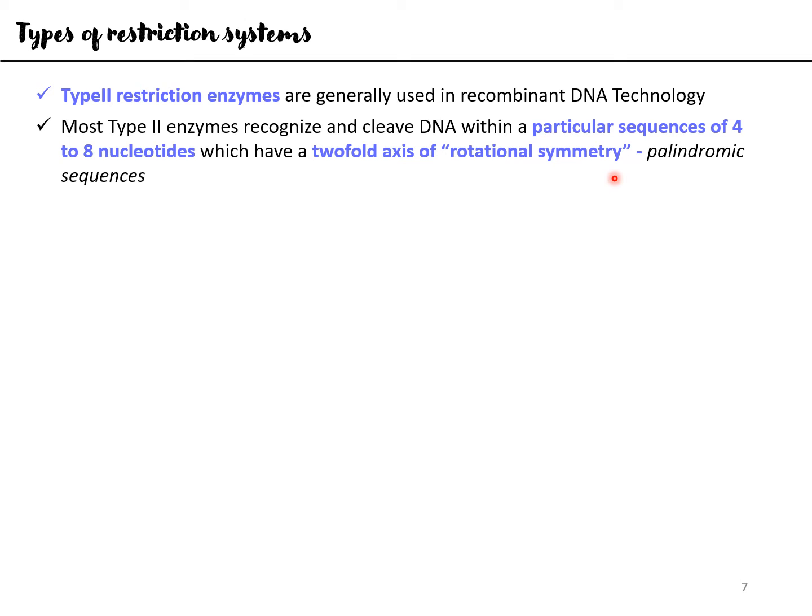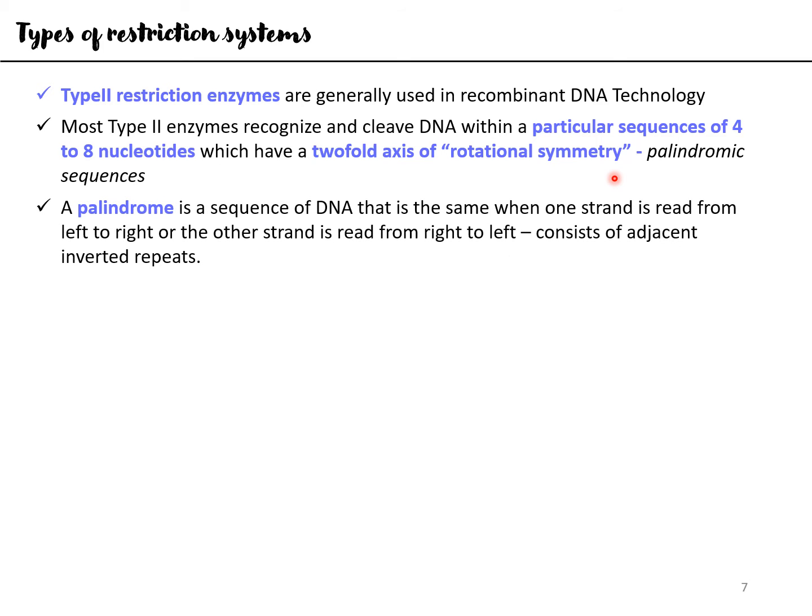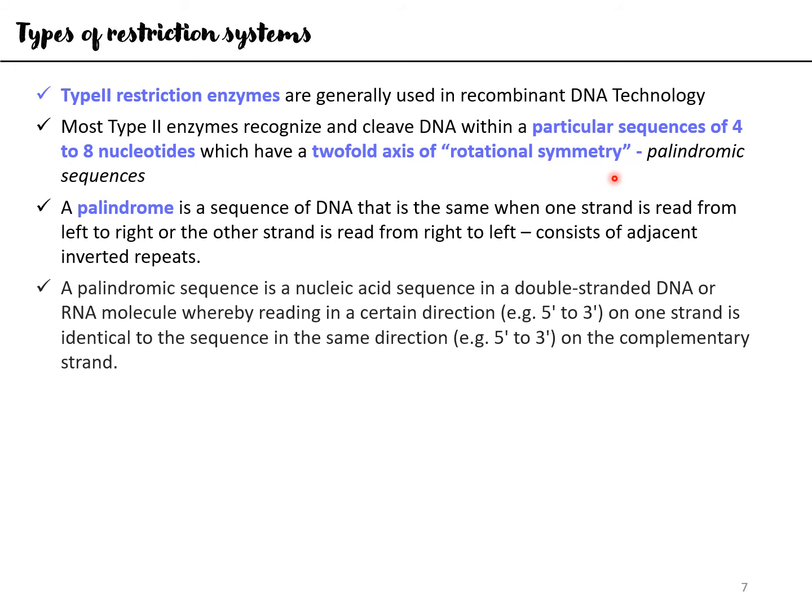So how would we define a palindromic sequence? A palindrome is a sequence of DNA that is the same when one strand is read from left to right or the other strand is read from right to left. That is, it comprises adjacent inverted repeats. Okay, this might seem more confusing, so let us clear it up a little bit more.